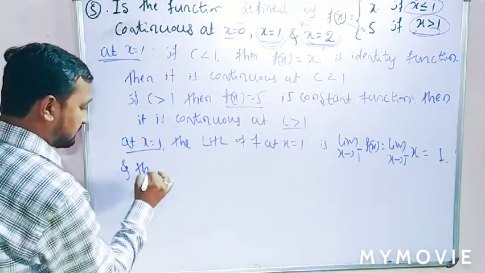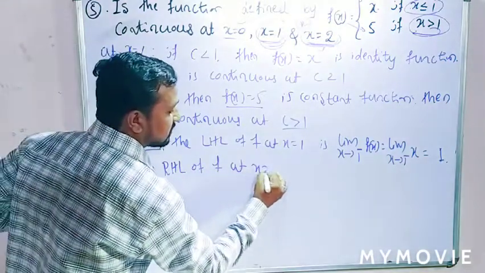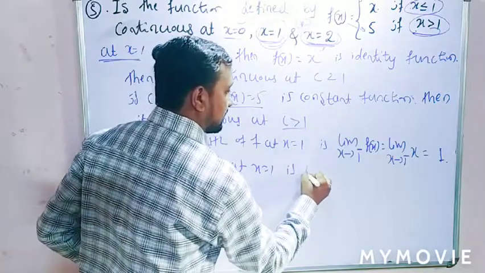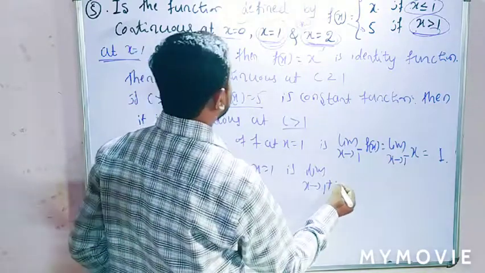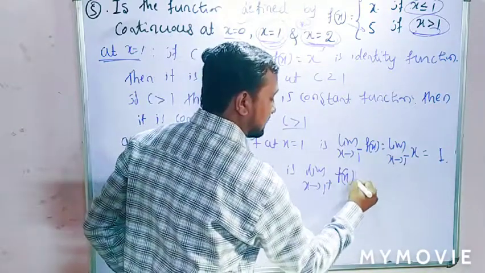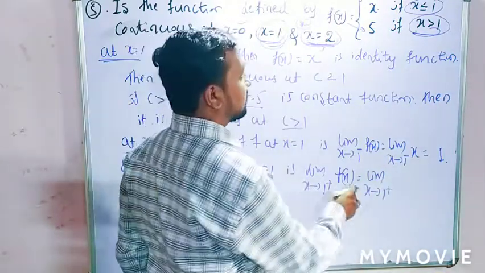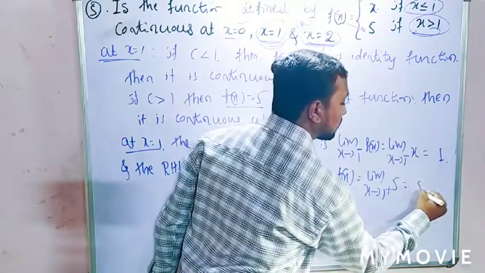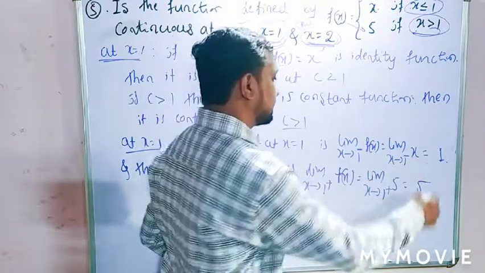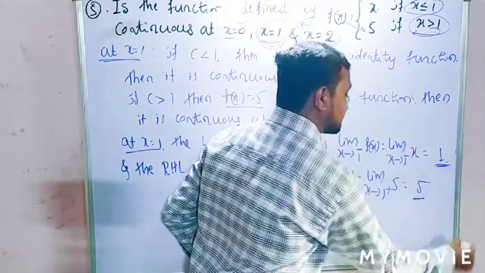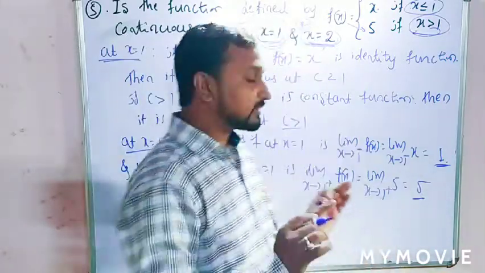And the RHL of f at x equal to 1 is the limit of x tends to 1 plus f of x. This is your RHL, that is equal to the limit of x tends to 1 plus of f of x, which should be 5. So that is equal to 5. This is a constant function, so obviously the limit is 5. Here the LHL is 1 and the RHL is 5. Here the left hand limit and right hand limit are not equal.